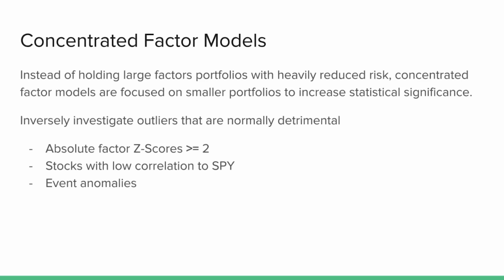How about we look at more concentrated portfolios, or as I mentioned, concentrated factor models. So instead of holding large factor portfolios with heavily reduced risk, concentrated factor models are really focused on smaller portfolios that have higher statistical significance. And the 3 examples that I will go through: I want to inversely investigate the outliers that are normally detrimental. So here we'll try looking at the absolute factor z-scores that are larger than 2, stocks with extremely low correlation to SPY, and how event anomalies contribute to our common factors.